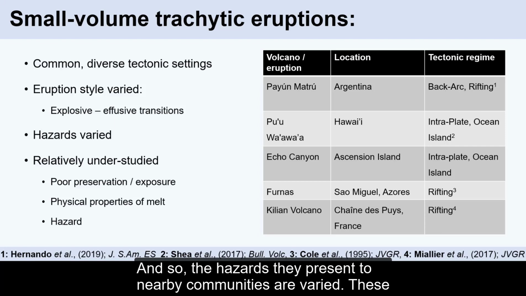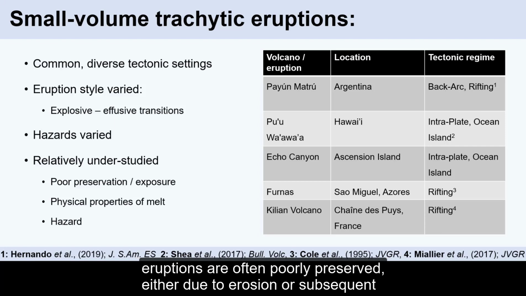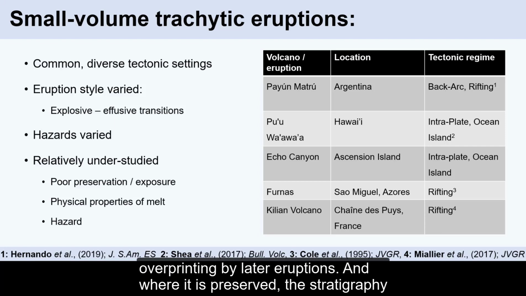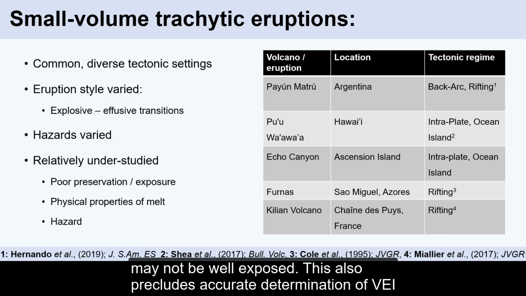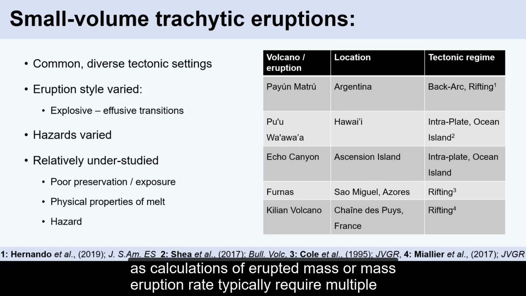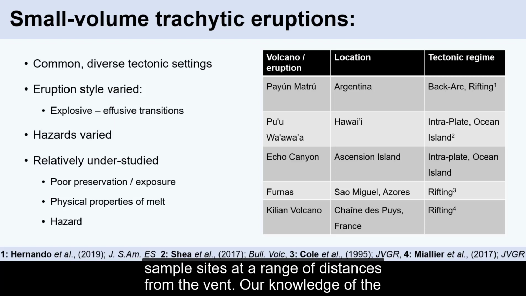nearby communities are varied. These eruptions are often poorly preserved, either due to erosion or subsequent overprinting by later eruptions, and where it is preserved, the stratigraphy may not be well exposed. This also precludes accurate determination of VEI, as calculations of erupted mass or mass eruption rate typically require multiple sample sites at a range of distances from the vent.